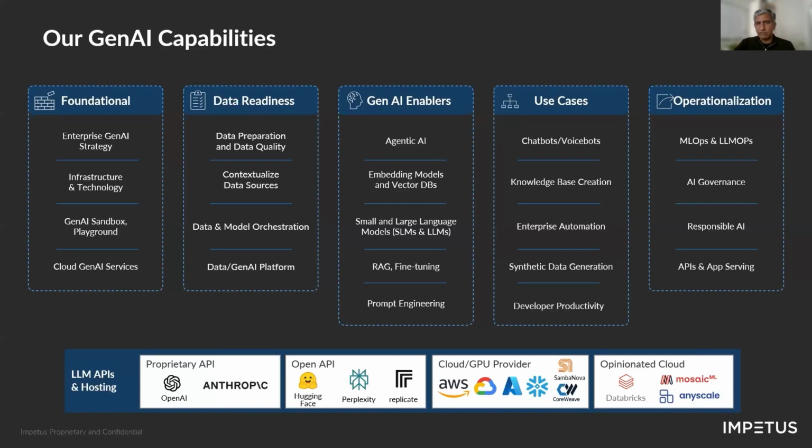And one key aspect that we found in the process is data readiness. Obviously, enterprises are sitting on a lot of data, and this is not always clean data. There's a lot of work that needs to go into data prep and data quality. But more importantly, for GenAI and Agentic AI now, it's all about contextualizing the data sources. The foundation is key to all of these.